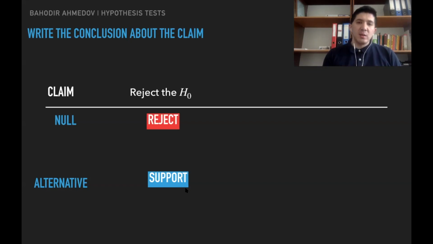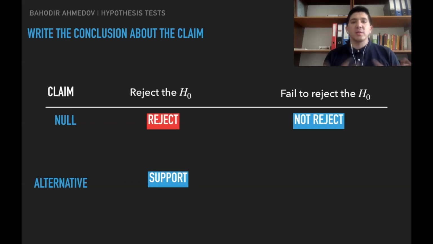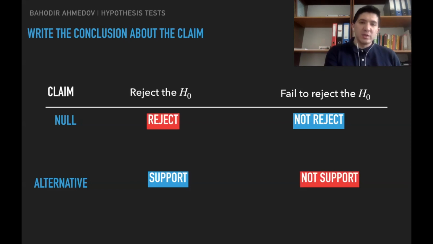If you tested the null hypothesis and you fail to reject it, then if your claim is the null hypothesis, you are going to support it, or rather, you're not going to reject it. If your claim is the alternative, and you fail to reject the null hypothesis, it means that you're not going to support your claim. So the keywords for conclusions about the null hypothesis are reject or do not reject, and the keyword for the alternative hypothesis is always support. Either we support it, or we're not going to support it. And for the null hypothesis, either we reject it, or we are not going to reject it.